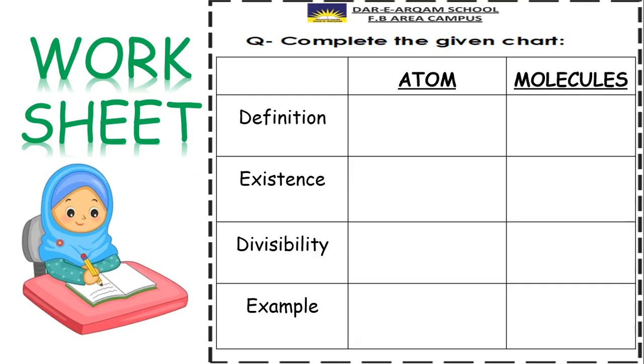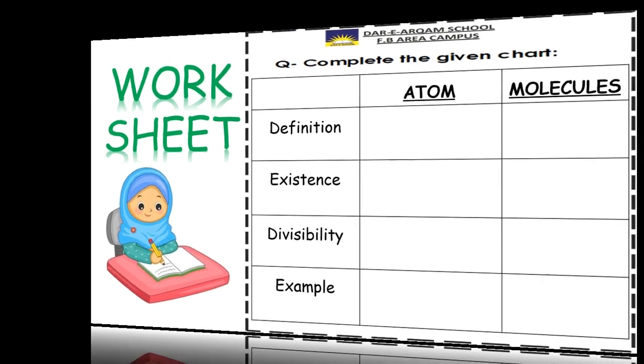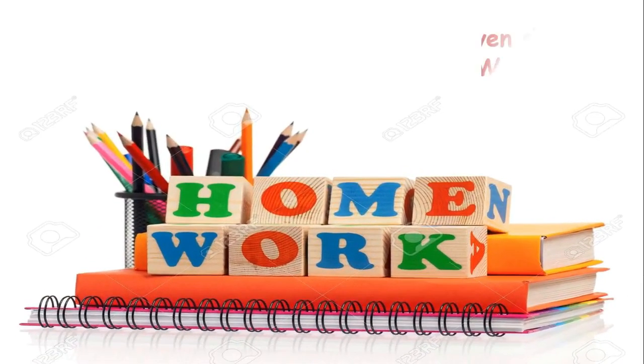In the first column you have to write their definition, then second row you will write their existence and divisibility. If you remember, I have told you in the very first slide. You can replay the video and listen to that carefully to answer this worksheet. Okay? Here comes your homework.